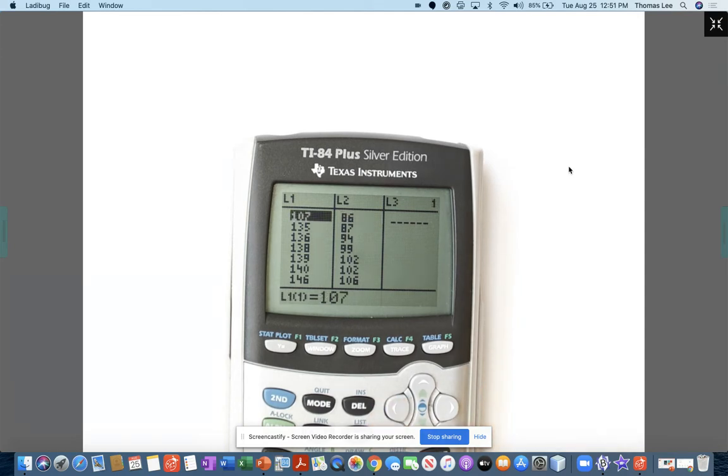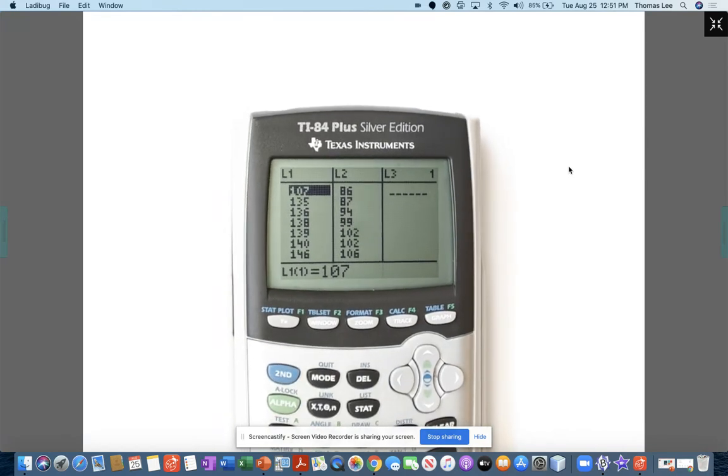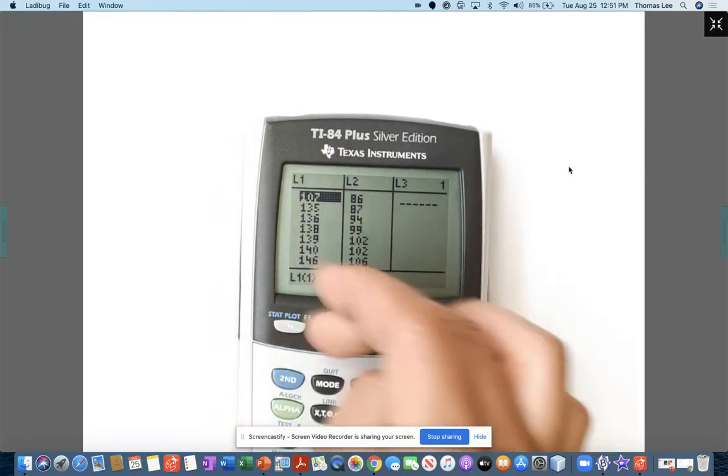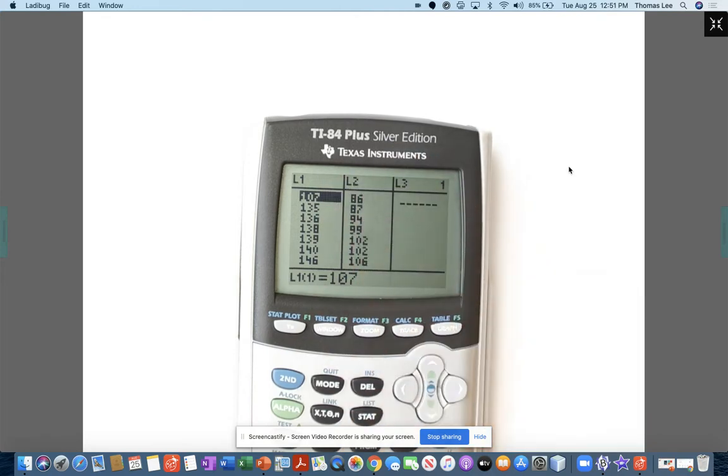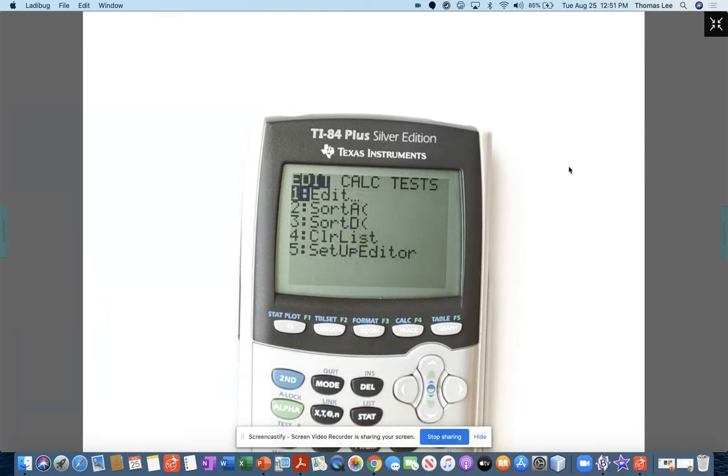Now, one super cool thing that I did not know, that one of our students discovered and shared with us in class today, was that you can actually sort these lists. So I actually sorted these in ascending order, so from least to greatest. It's really easy to sort them. What you do is you go to stat, and instead of editing your list, you're going to sort your list. A stands for ascending, or I call it ascending. I really like to emphasize the A. And then D stands for descending, so from greatest to least.